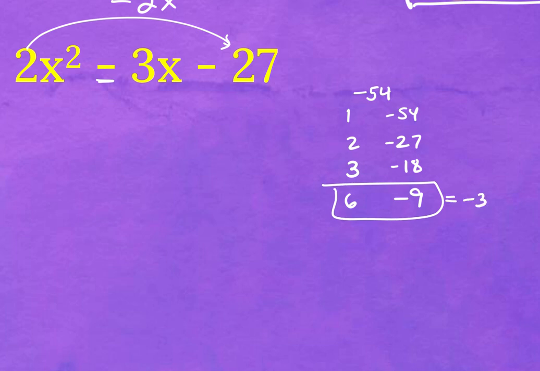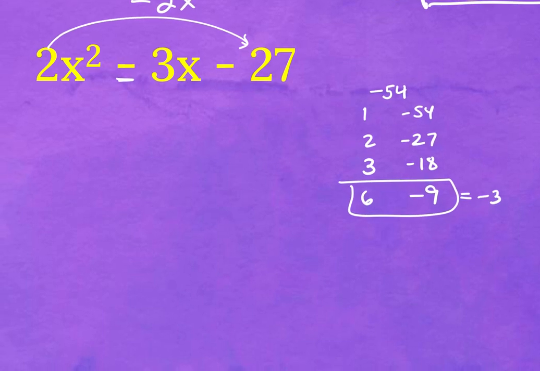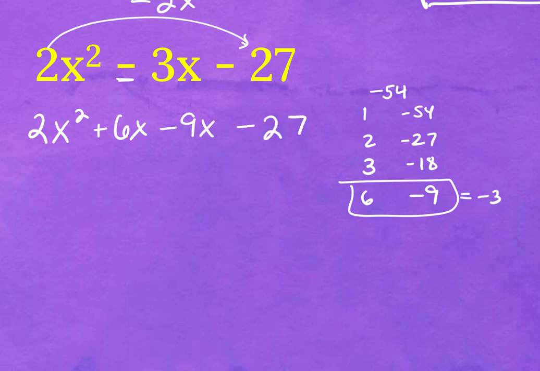That gives me the negative 3. Yep, you got to wait till Isabel comes back. Now I put those in place of your middle term: positive 6x, negative 9x, minus 27. And then we factor by grouping.